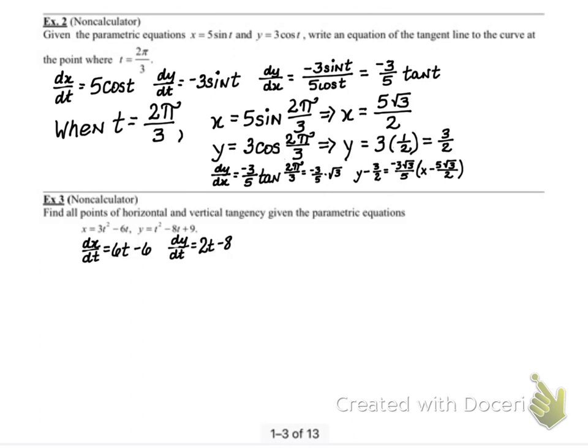On example 3, find your derivative of x with respect to t and your derivative of y with respect to t. Once you've done that, you need to find the vertical tangent and the horizontal tangent, and those are found by setting the derivative of x with respect to t equal to 0 and the derivative of y with respect to t equal to 0. So you want to do each one individually equal to 0 so that you can find when the numerator is 0 and when the denominator is 0.